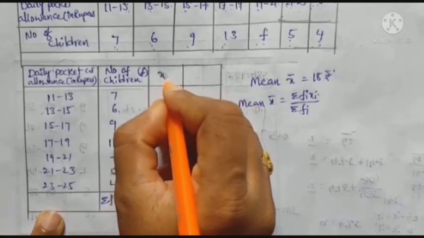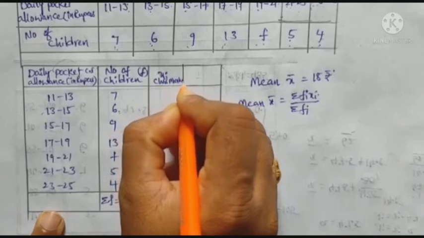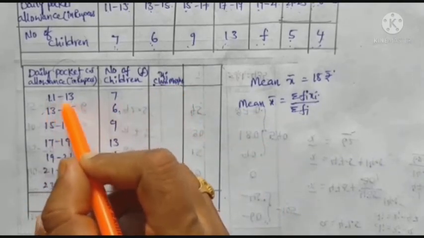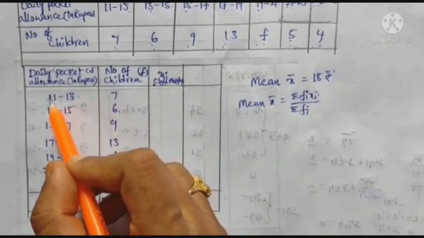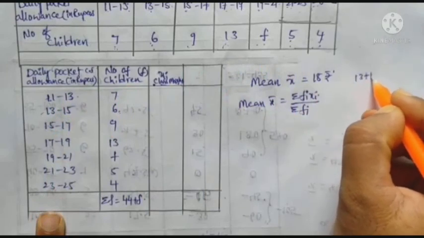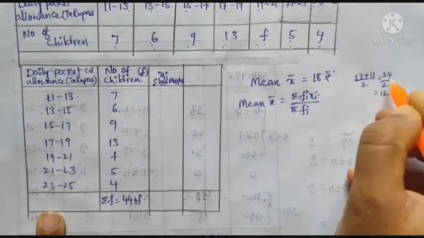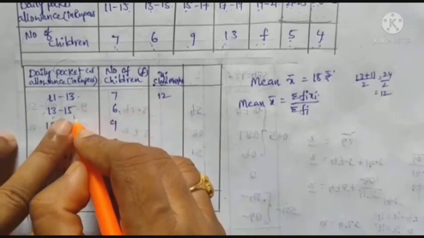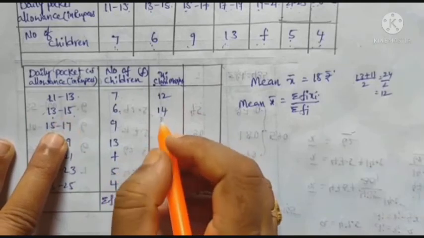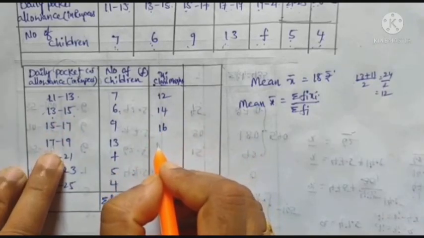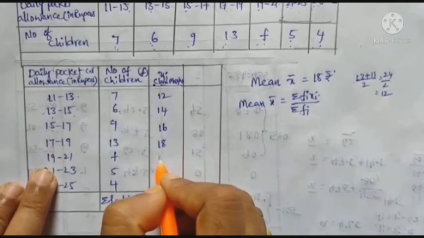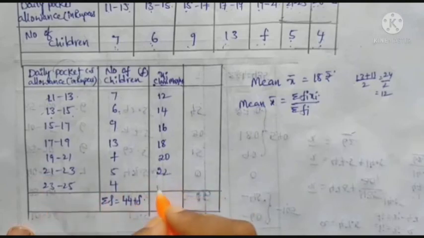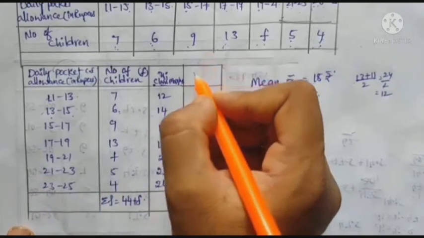Next, the third column, xi. xi means class marks. Already I told you, what is the class mark? The average of the upper limit and the lower limit. 13 plus 11 by 2 is 24 by 2, which is 12. So the class mark of 11 to 13 is 12. Next, the class mark of 13 to 15 is 14. Next, 15 to 17 is 16. Next, 17 to 19 is 18. 19 to 21 is 20. Next, 21 to 23, the class mark is 22. Next, the class mark is 24.